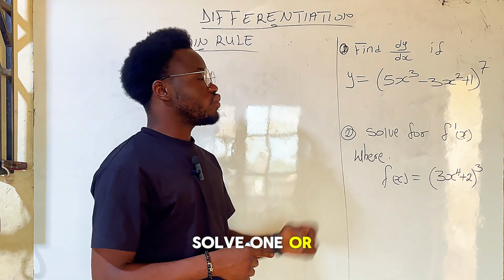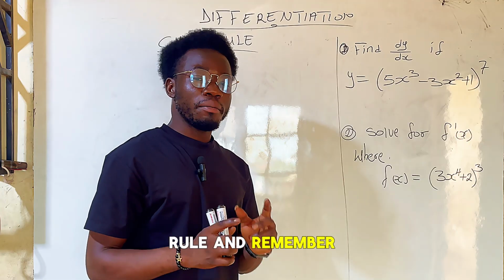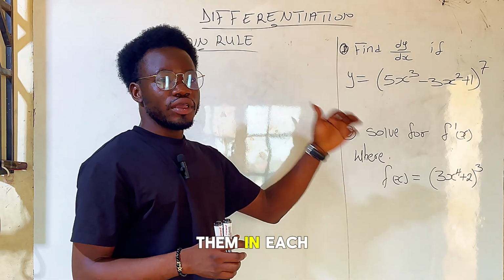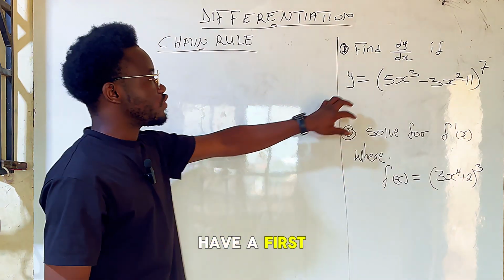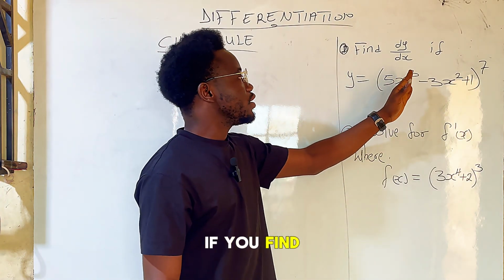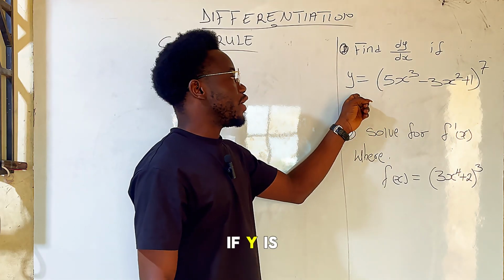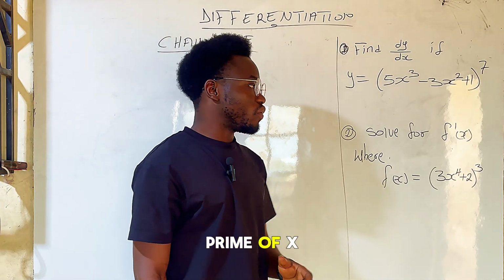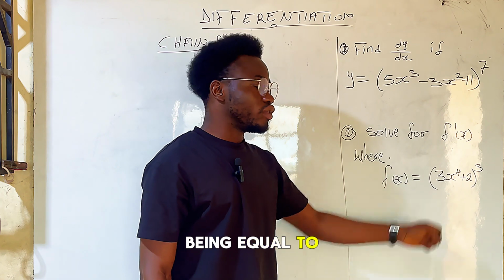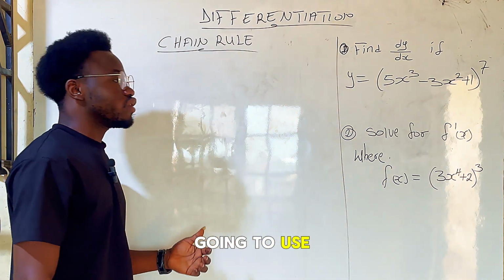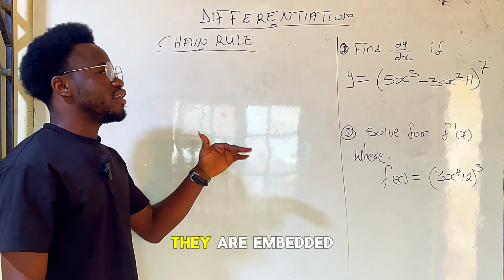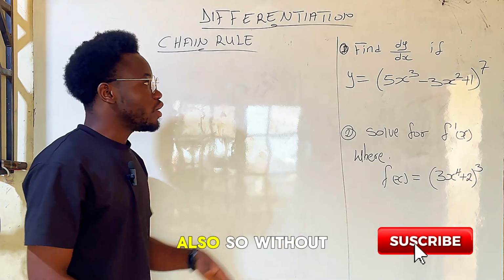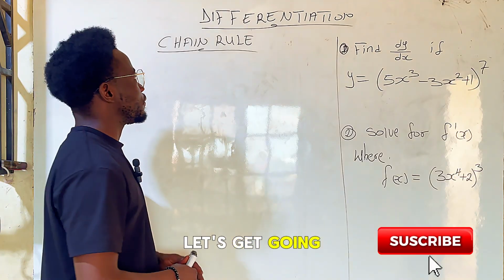We want to solve one or two examples under the chain rule. And remember, these things are not isolated. They are intertwined. You can use them in each other, right? So we have a first question here, which says to find dy dx if y is equal to this particular function. And then the second question is to solve for f prime of x, where we have f of x being equal to this. Now, to do this, we are going to use the chain rule. Like I mentioned, they are embedded in each other. So we are applying the general rule inside this one also. So without wasting time, let's get going.